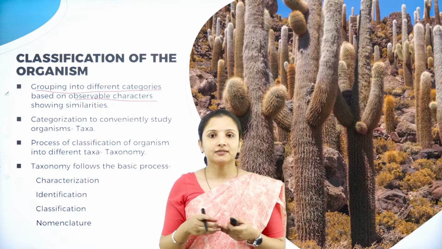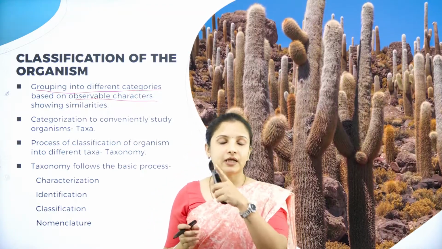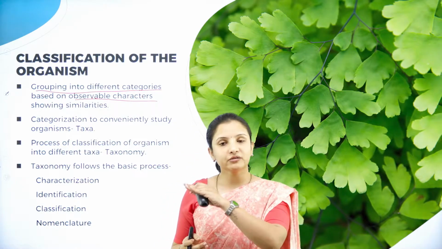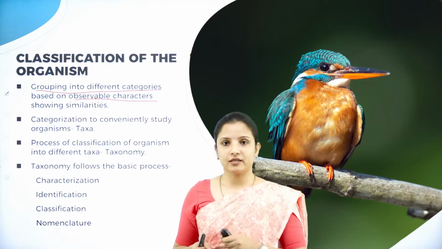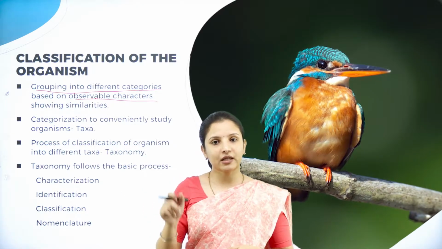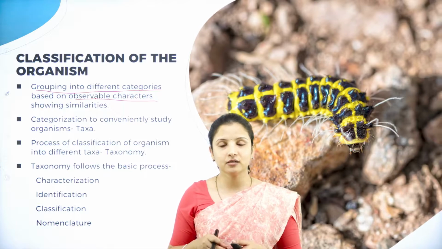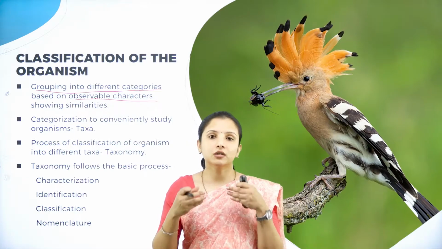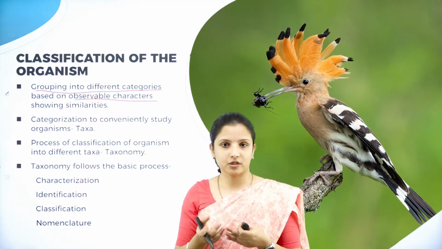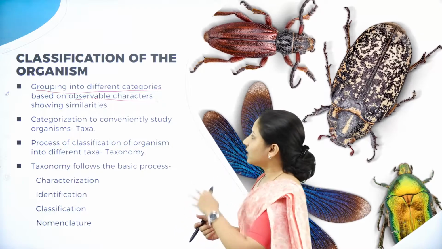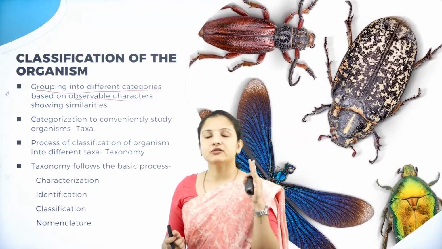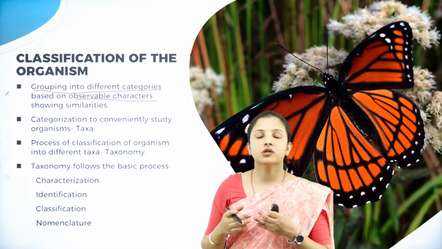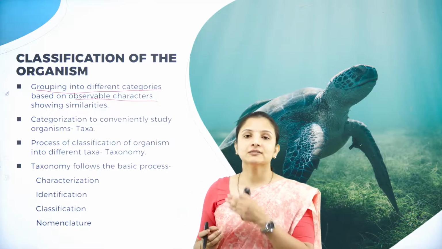And the best example is the tiger. If you see a tiger and a lion, they belong to the same genus, Panthera. But when you see a tiger, you say it is a tiger. When you see a lion, you say that is a lion. Will you call a lion a tiger? No, you call a lion a lion. Why? Because of the characters that you are seeing in that particular animal. So grouping the organisms into different categories based on the observable characters which show similarities is called classification.